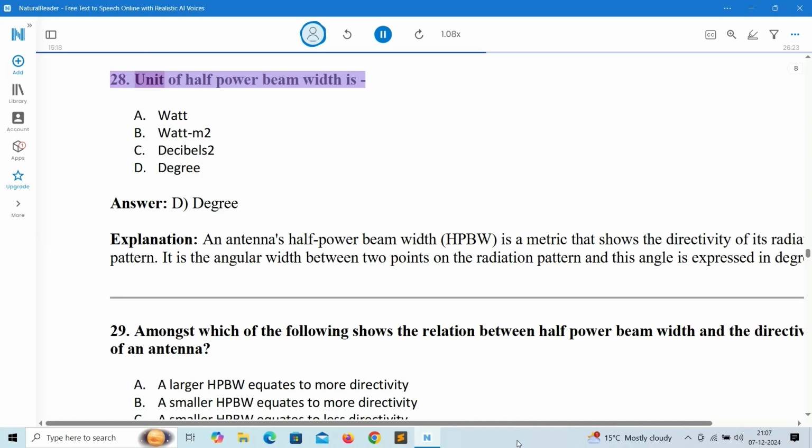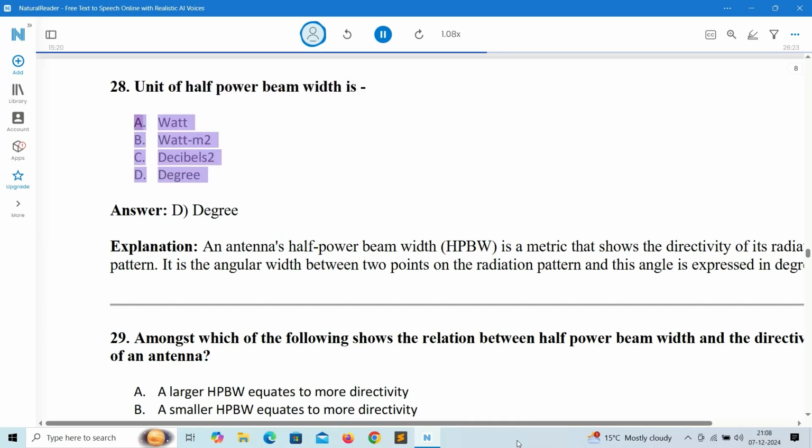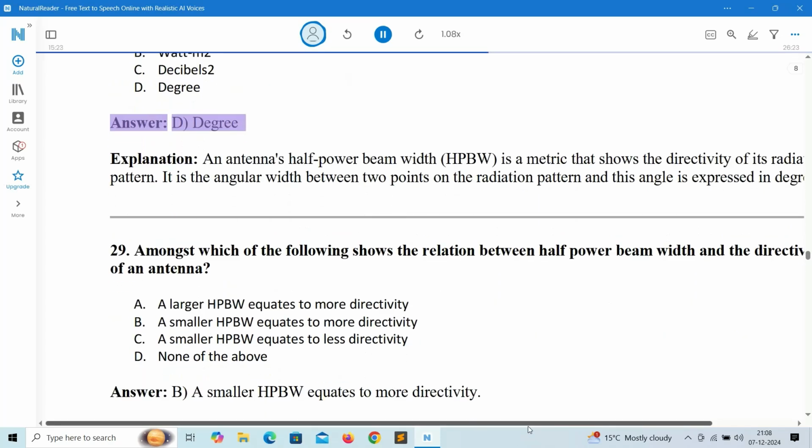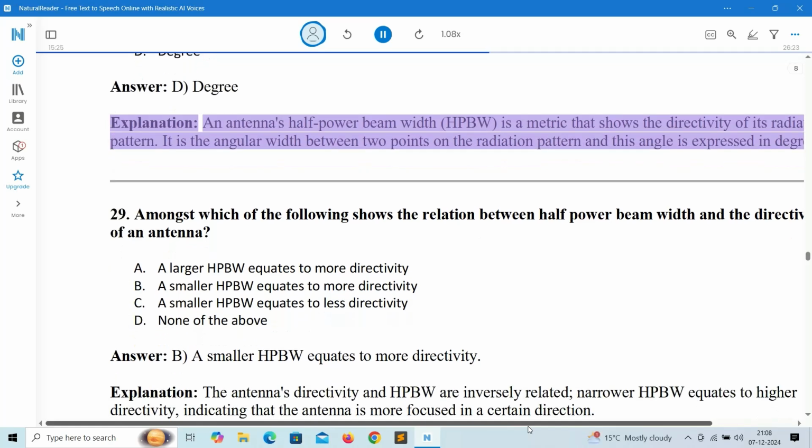28. Unit of half power beam width is: A. Watt. B. Watt per m². C. Decibels. D. Degree. Answer. D. Degree. Explanation. An antenna's half-power beam width, HPBW, is a metric that shows the directivity of its radiation pattern. It is the angular width between 2 points on the radiation pattern, and this angle is expressed in degrees.